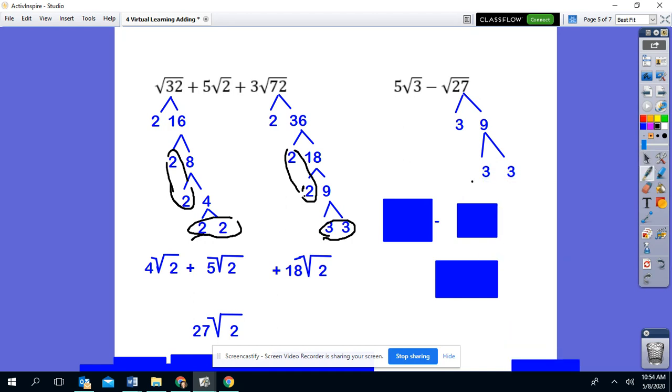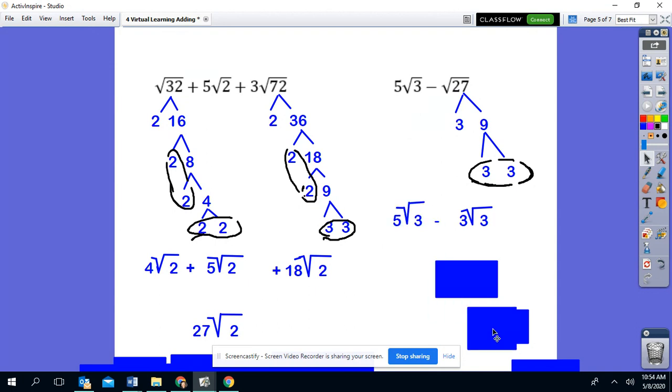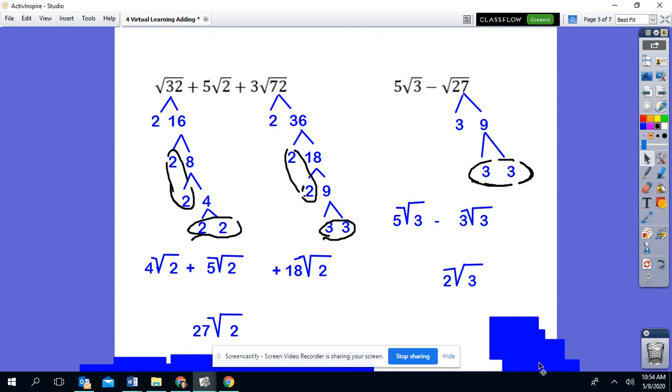So I have a pair of 3's, and again, it doesn't really matter which pair you circle. I could circle these two, it wouldn't matter, but I circled the 2 that were closest together. That 3 is going to go on the outside of the radical, and the 3 that I didn't circle stays on the inside. This first term, the 5 times the square root of 3, just comes down. So now I can subtract. I can subtract the 5 minus the 3. 5 minus 3 would give me 2 times the square root of 3.